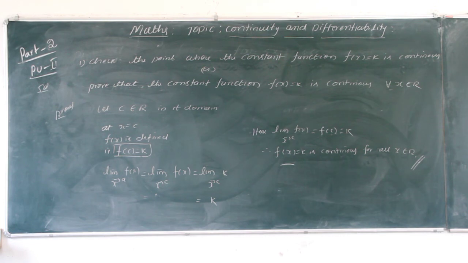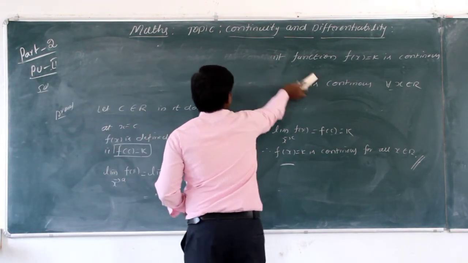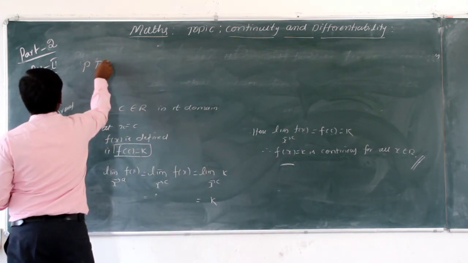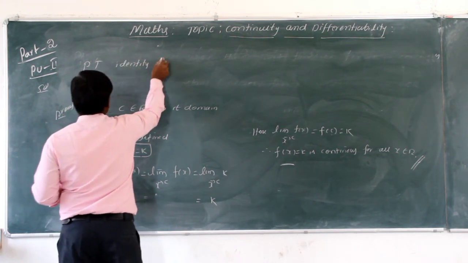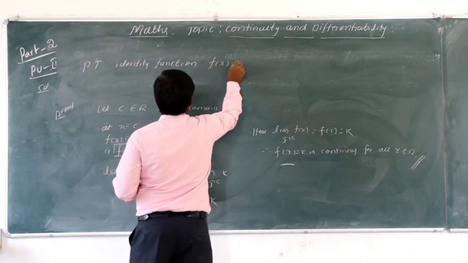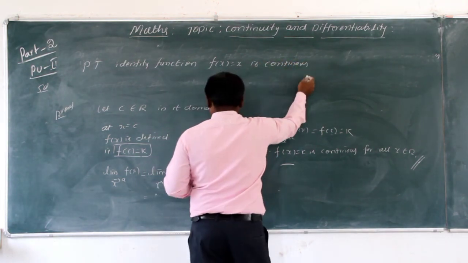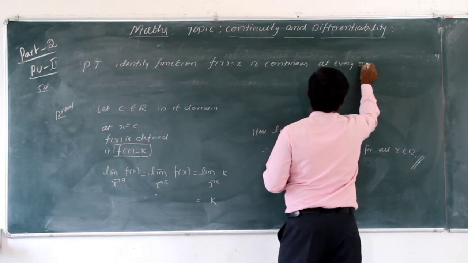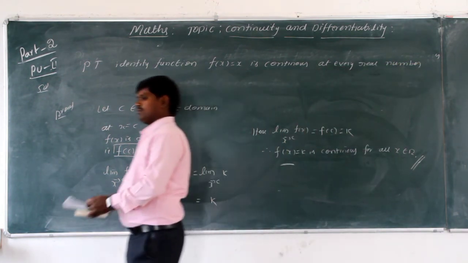Similarly, one more problem. Prove that the identity function f of x is equal to x is continuous at every real number. Okay.